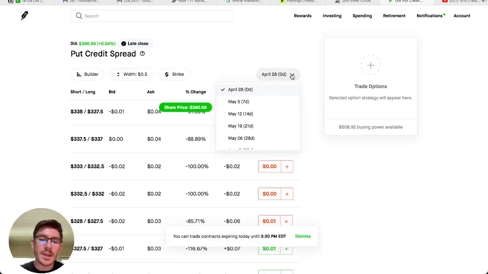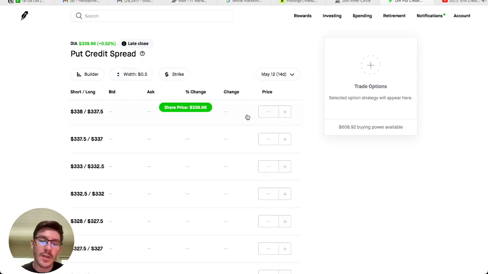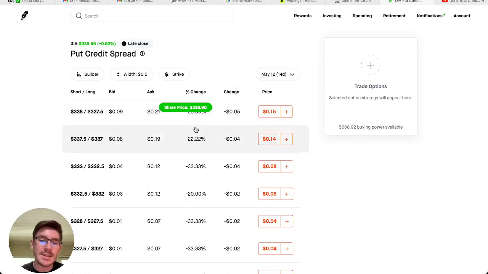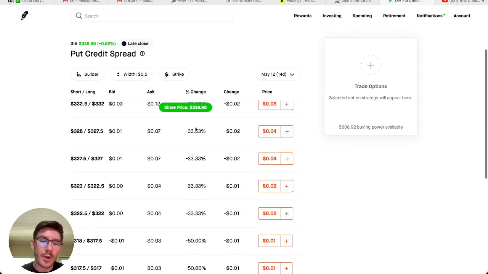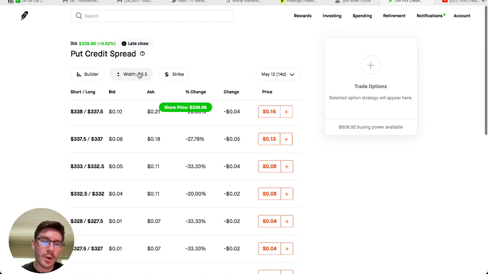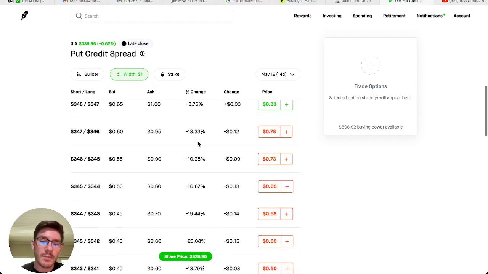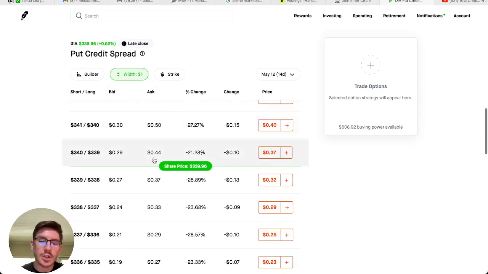What I do is I go out on my expiration date. I look for anything close to 14 days or a little over. May 12th looks like we're about 14 days out, so that means a 14-day DTE. So I click on that. Now we have a 14-day DTE. We're going to look at where the stock price is currently. Oh, here we go. We need to shift this to a dollar wide spread. So the stock is currently trading right here.